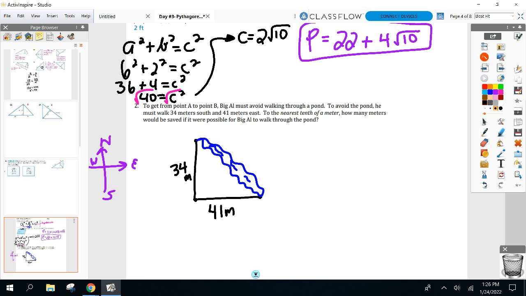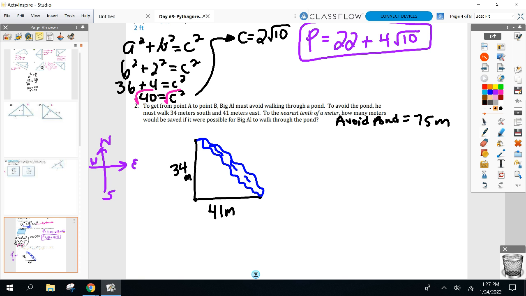So if he could walk through the water, I'm sure if he's Big Al, he could walk on water. How many meters would he have saved? Well, by avoiding the pond, how many meters did he go? Let me just make a note here. To get from start to finish, how many total meters did he go by avoiding the pond? 75 meters. Yep. All right.